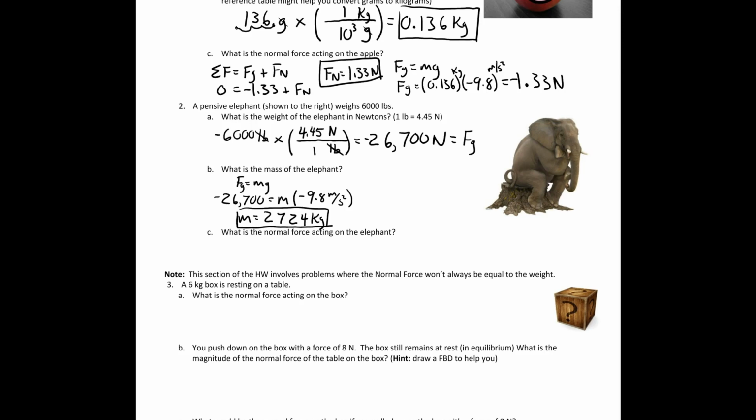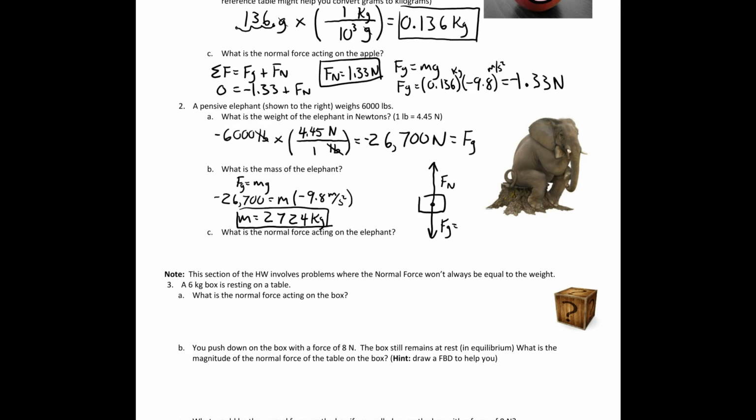Now it says, what is the normal force acting on the elephant? It would help to draw a free body diagram if you're still not sure of these. What are the forces acting on this elephant sitting here? Well, you have Fg, and it's just sitting on the stump. So you have a normal force acting upward.